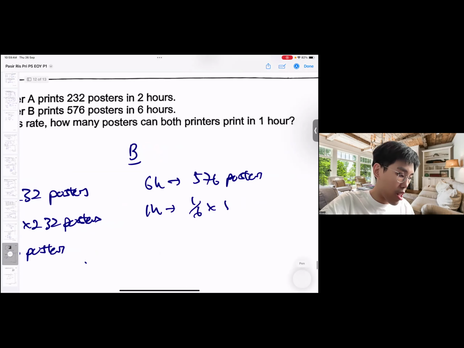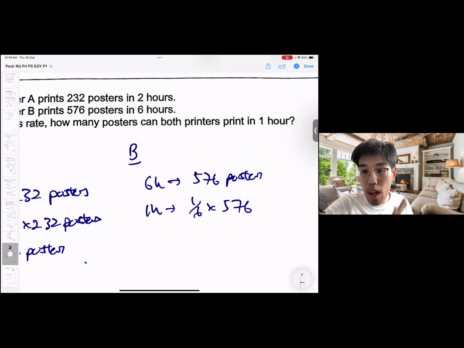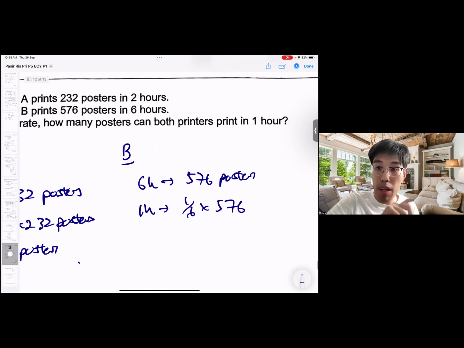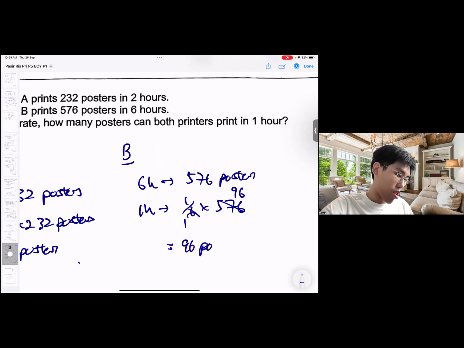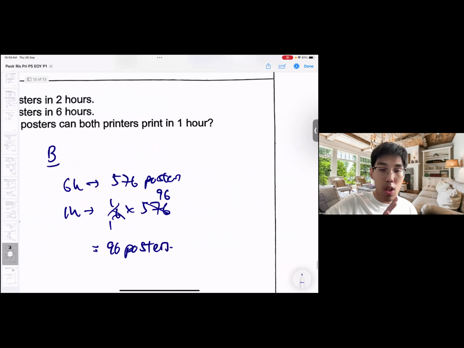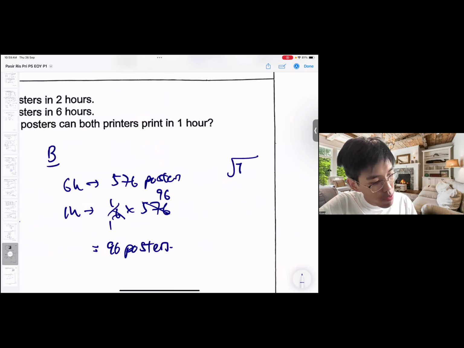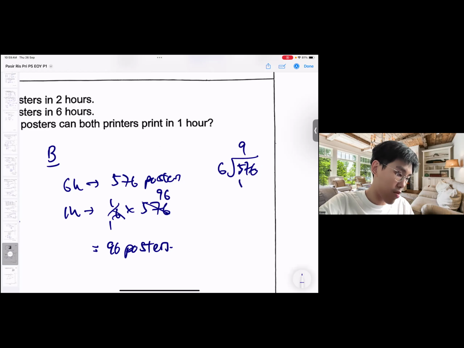That's the idea. I won't go too much into the working again, so I'll do my mental calculation. For this one, same thing. Y'all can make sure you do your long division or short division, and make sure you get it correct. For me, it's quite straightforward. It's 96. Let's of course double check. 576 divided by 6. So 9 times 6, 54. 36, 96. Okay.